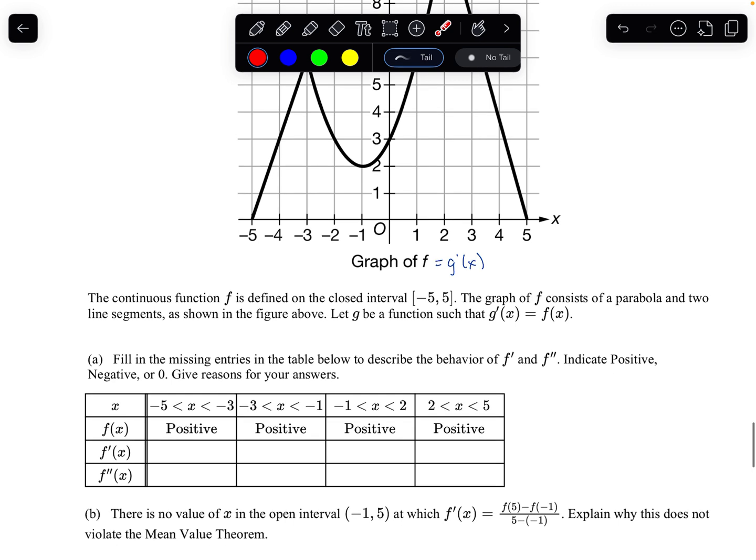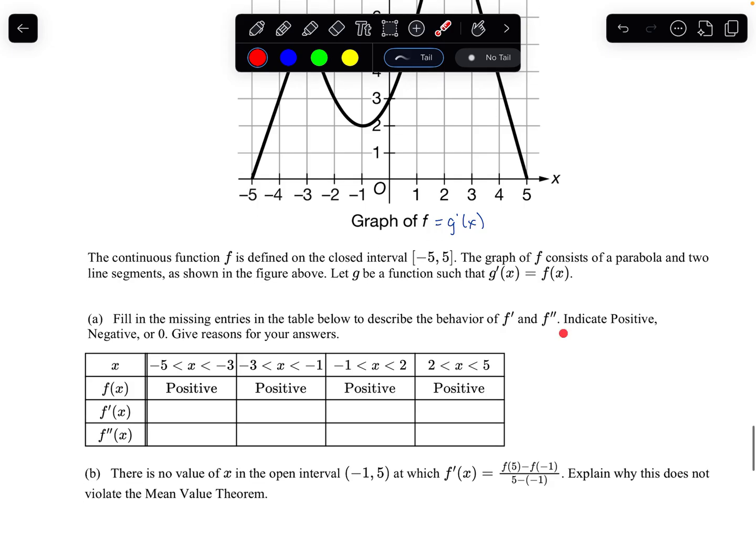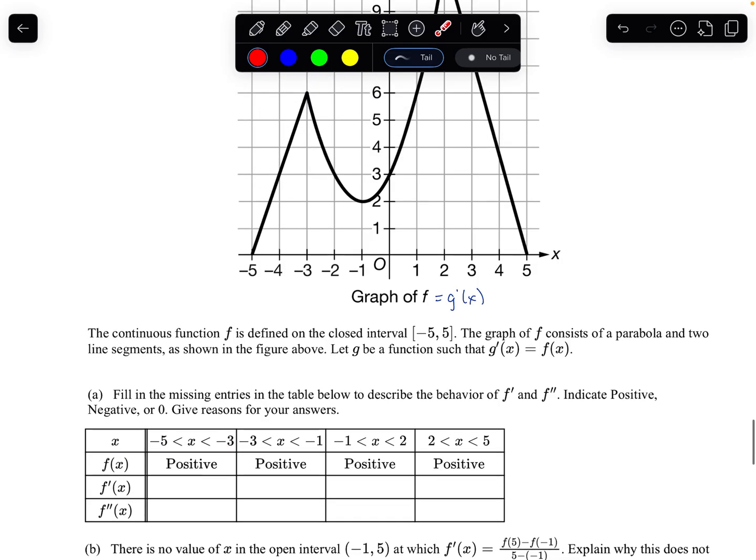A, fill in the missing entries in the table below and describe the behavior of f prime and f double prime. Indicate positive, negative, or 0 into these places right here and give your reason. I mean, do I really have to give my reason? We'll see. So between -5 and -3, we see that f prime is positive. So between, well, I mean, all of this is positive. Yeah, you can see that here. Positive, positive, positive, positive. This is the graph of f. It's all above the x-axis.